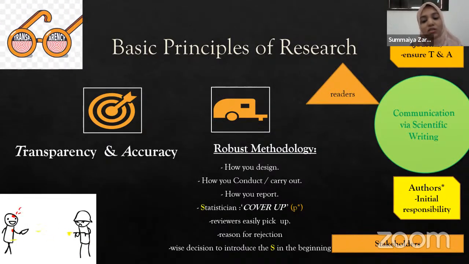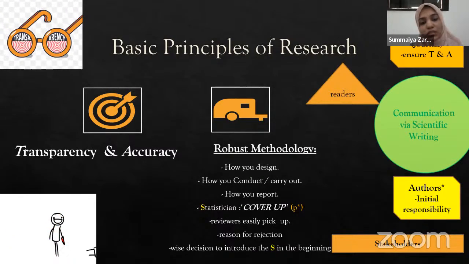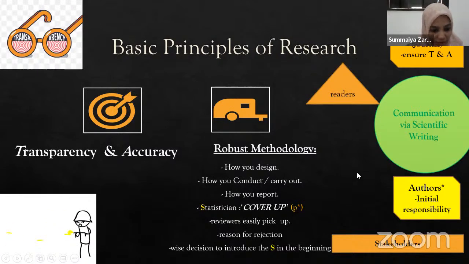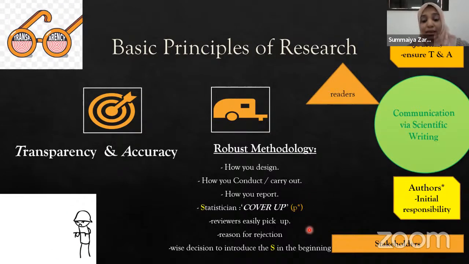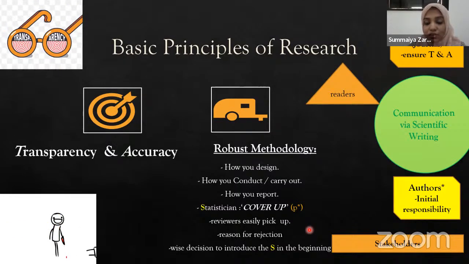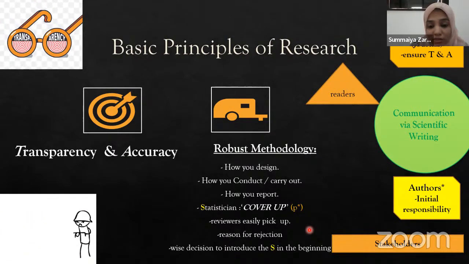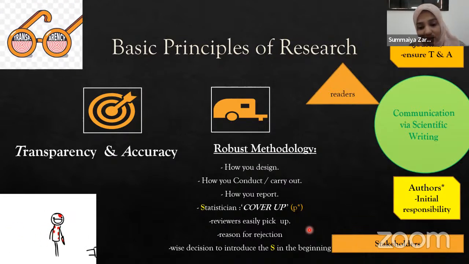And this is the main reason for rejection, because reviewers sit with a guideline or a checklist with them, so that they scrutinize every aspect of your methodology. Hence it is a very wise decision to introduce the statistician in the beginning of your methodology, and not when you are about to calculate your sample size, or when you are starting with data analysis.